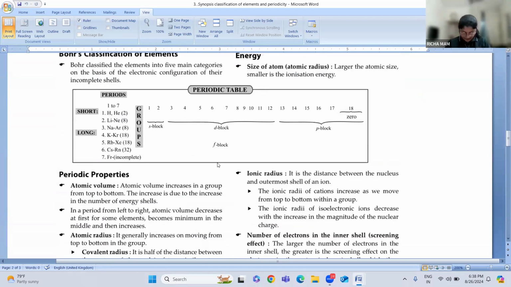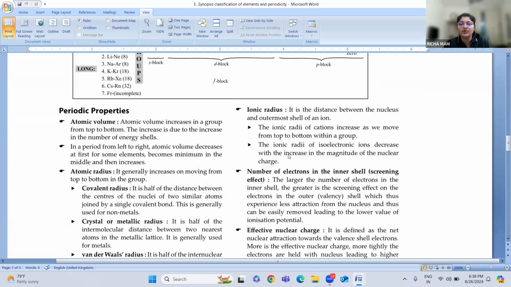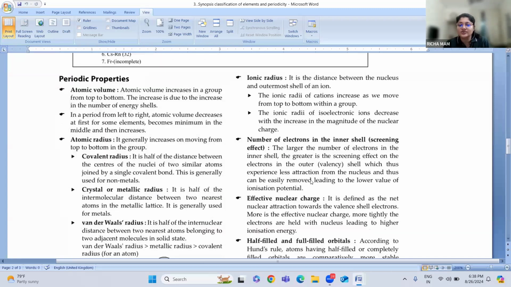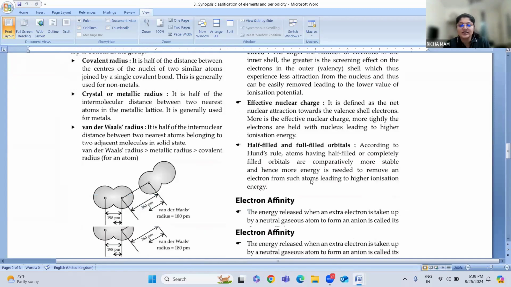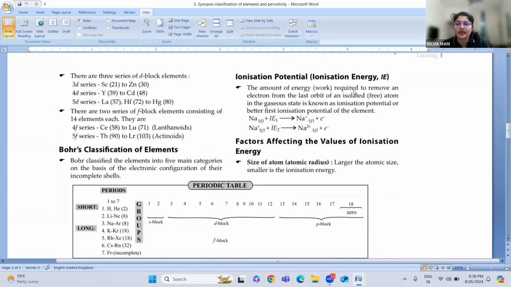Then we had started with the periodic properties. Which are the different periodic properties? We had started with atomic radius, ionic radius, covalent radius, and van der Waals radius. All these things we have discussed in our previous class. Then I had just started with ionization potential or ionization energy.